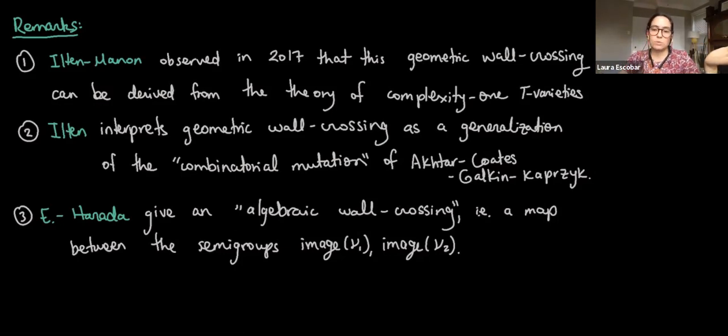So remember, I told you Newton-Okounkov bodies somehow encode toric degenerations, and then I'm telling you about a combinatorial mutation. So the next question would be, can you give a birational map, or a map between the resulting degenerations? And yes, using this perspective, you can do that.